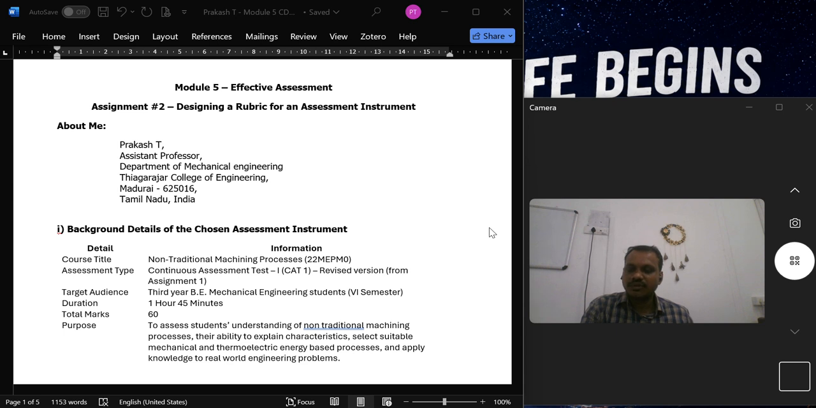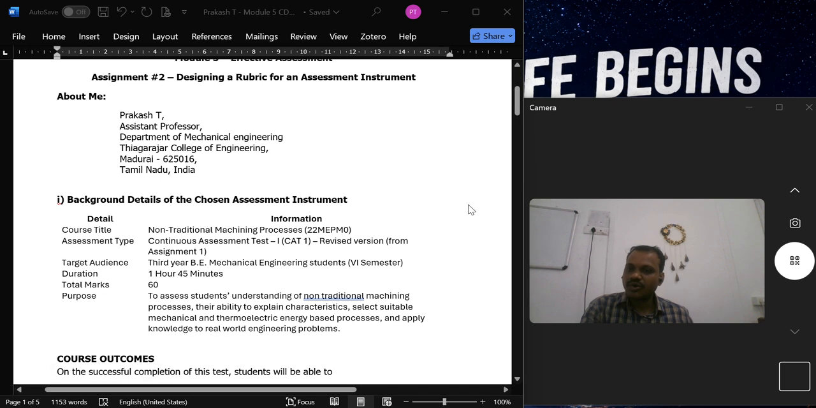This is for Module 5, Assignment 2, Designing a Rubric for an Assessment Instrument. It is a continuation of my previous Assignment 1, Module 5, Assignment 1. About me, myself Prakash, Assistant Professor from the Department of Mechanical Engineering, College of Engineering, Madurai, Tamil Nadu.